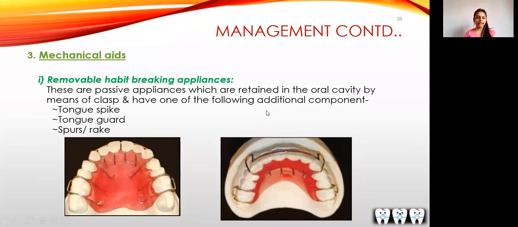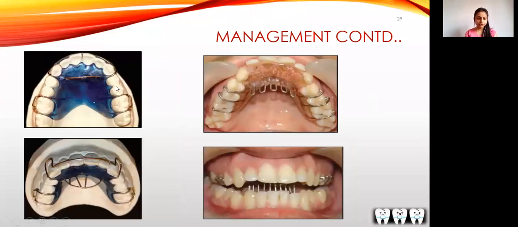Next is the use of mechanical aids, which includes the use of removable habit breaking appliances. These are plastic appliances which are retained in the oral cavity by means of clasps, and they have one of the following additional components: either tongue spikes as seen in the first two figures, or a tongue guard, or spurs or a rake. The first two figures show the removable appliance with a tongue guard, and next is a removable appliance with a palatal crib.